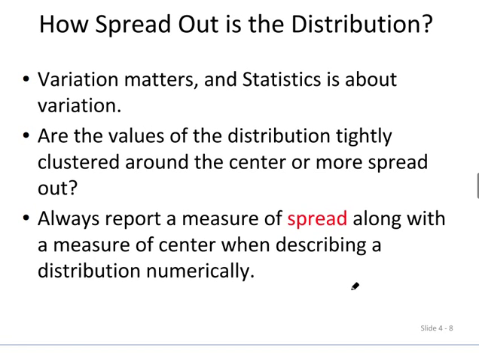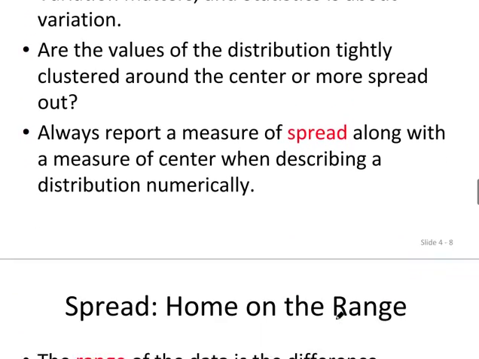Okay, so how spread out is the distribution? That's the other piece that you're going to talk about. You're talking about shape and center and spread. Okay, so how varied is it? Are the values tightly clustered? What's the spread like? You always report the measure of spread along with the measure of center, because that does make a difference. Are the numbers all smushed around each other, or are they spread out? They could numerically have the same median, right? The median could be the same, but we want to know how spread out it was.